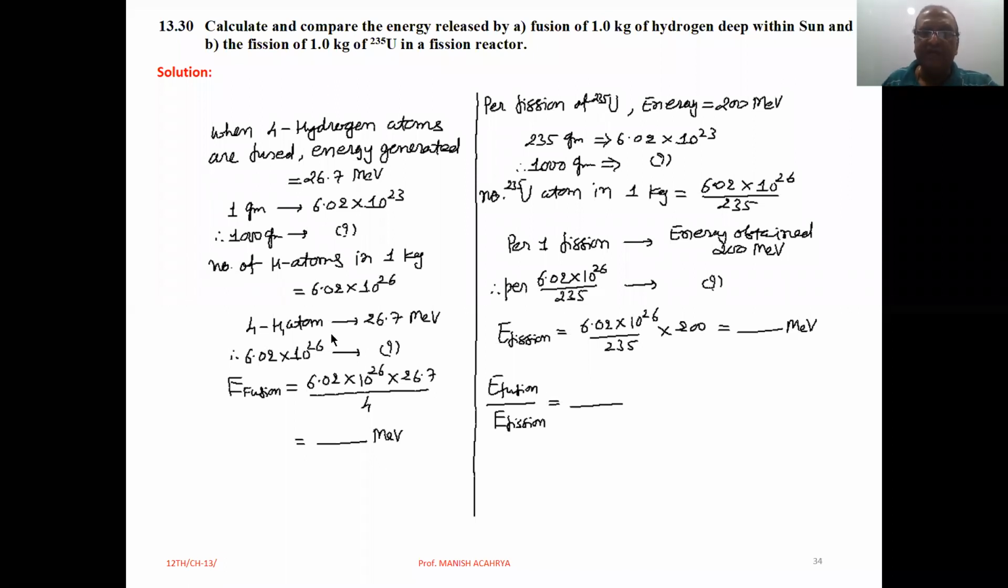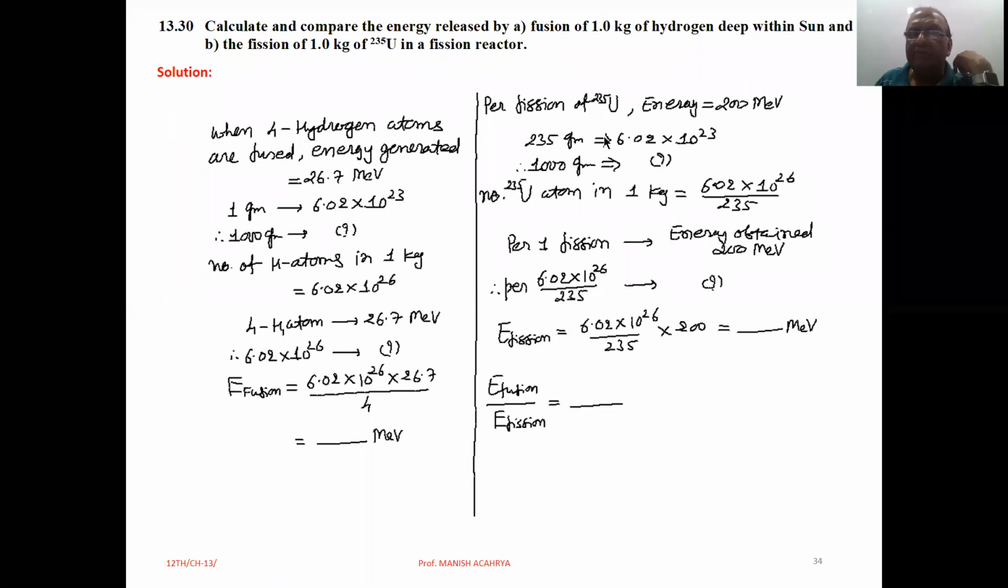Now, when 4 hydrogen atoms are fused, the energy released is 26.7 MeV. Therefore, when 6.02 into 10 raised to 26 atoms are fused, how much energy is released? Simple. The energy for fusion is 6.02 into 10 raised to 26 into 26.7 by 4 MeV.